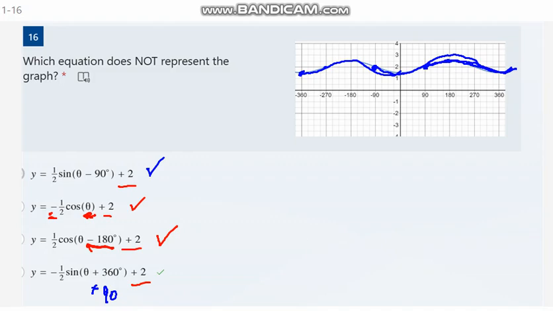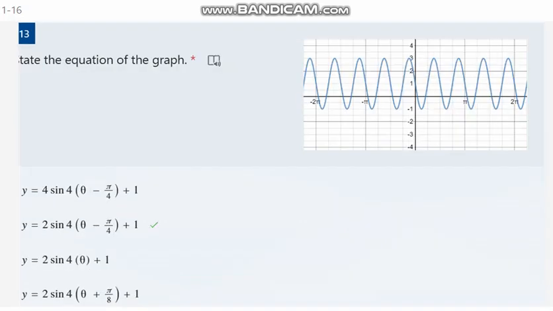Okay. And then the last question. Again, immediately, I think the first one is not going to be the answer because everything else, the amplitude says 2, but the first one's 4. And let's check. So the midline right there is at 1. And then you can see that amplitude is 2. So first one, nope. And now I'm looking at the rest.